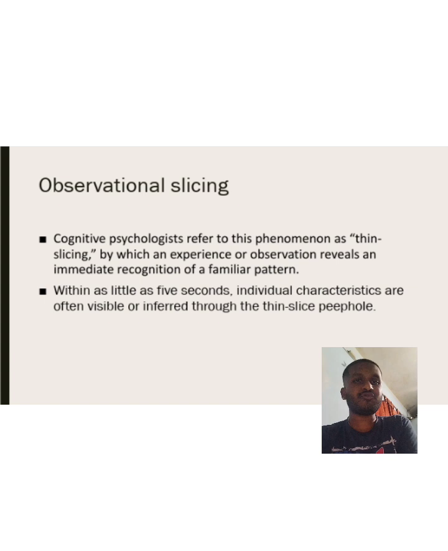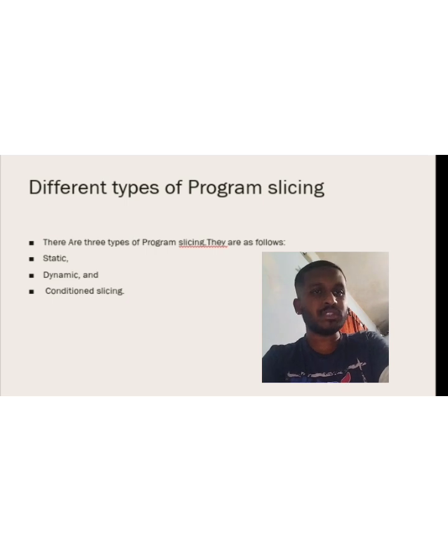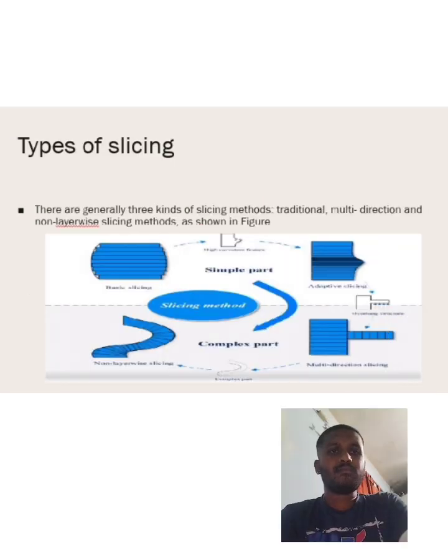Observational slicing. Cognitive psychologists refer to the phenomenon as thin slicing, by which an experience or observation reveals an immediate recognition of a familiar pattern. Within 5 seconds, individual characteristics are often visible or inferred through the thin slice peephole. Different types of program slicing. There are 3 types of program slicing: static, dynamic, and conditioned slicing. There are 3 kinds of slicing methods: traditional, multi-direction, and non-layer-wise slicing methods. The figure below shows how the slicing method works.